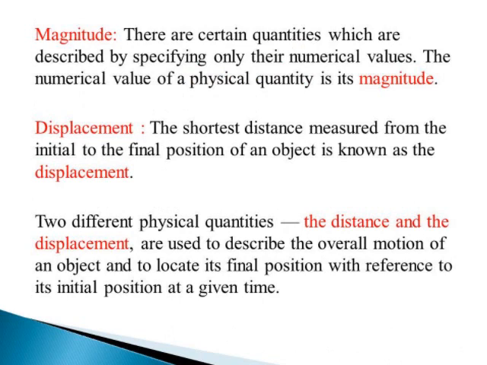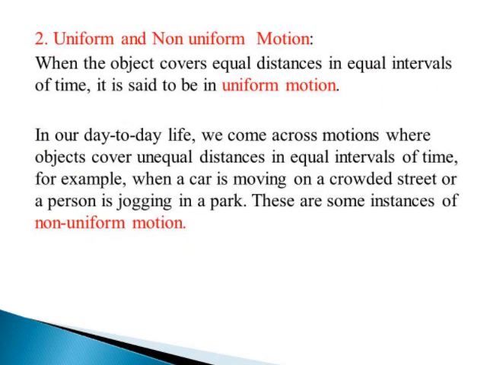Magnitude. There are certain quantities which are described by specifying only their numerical values. The numerical value of a physical quantity is its magnitude. Displacement. The shortest distance measured from the initial to the final position of an object is known as the displacement. Two different physical quantities, the distance and the displacement, are used to describe the overall motion of an object and to locate its final position with reference to its initial position at a given time.